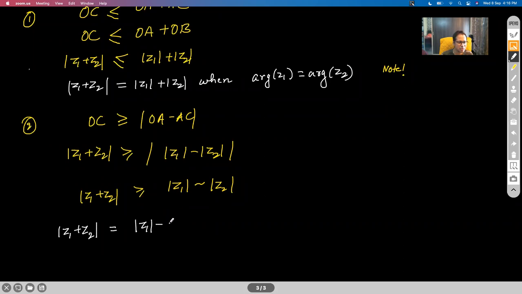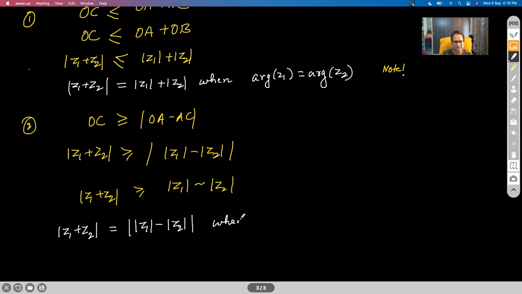When do you think mod Z1 plus Z2 will be equal to mod of the difference of the modulus of Z1 and Z2? When? Anybody?